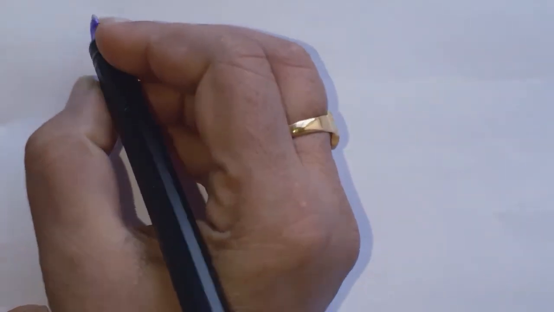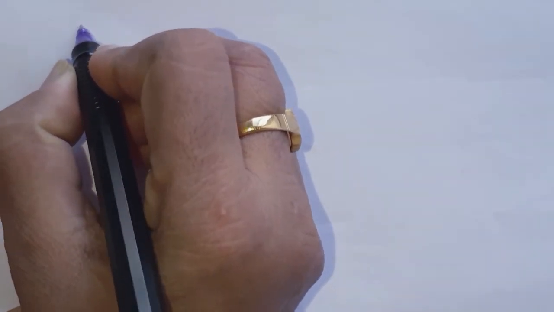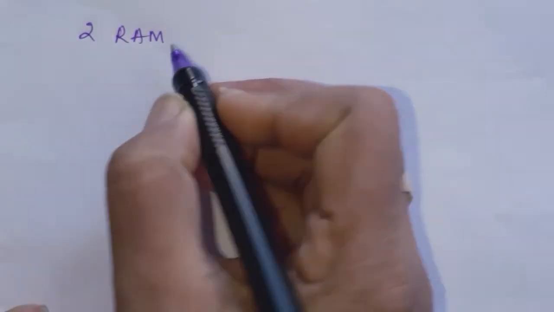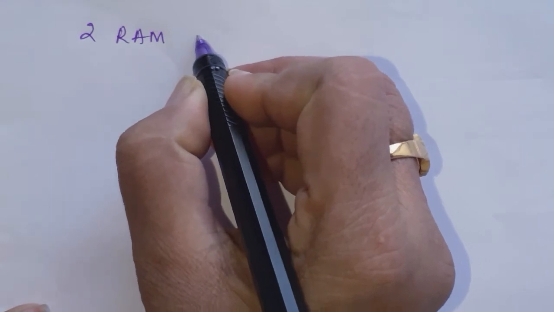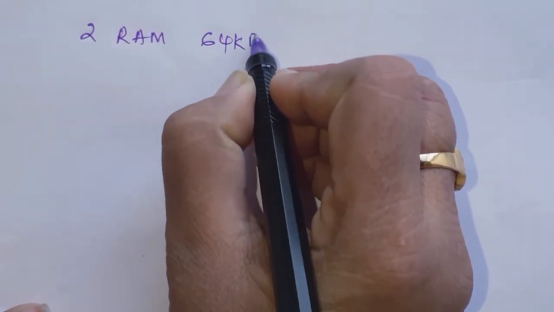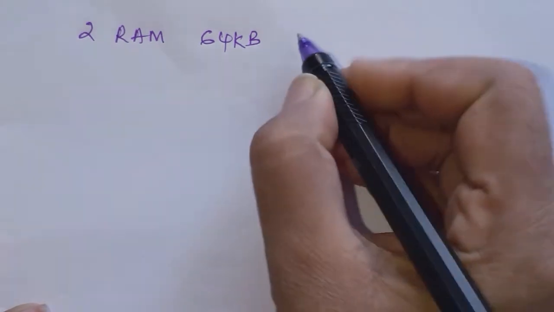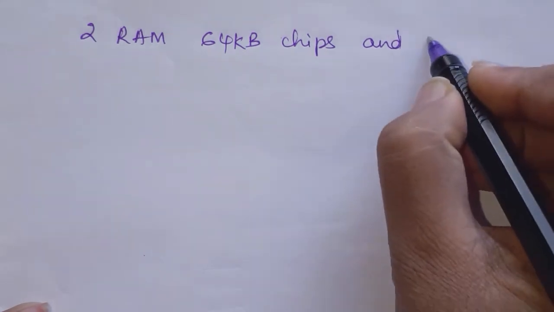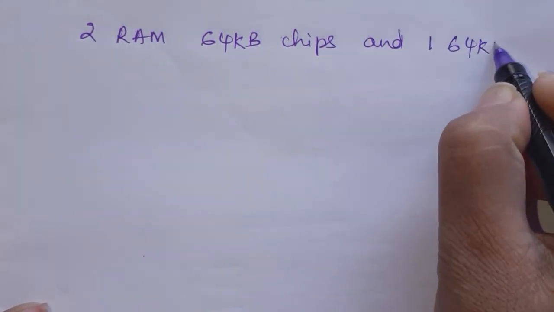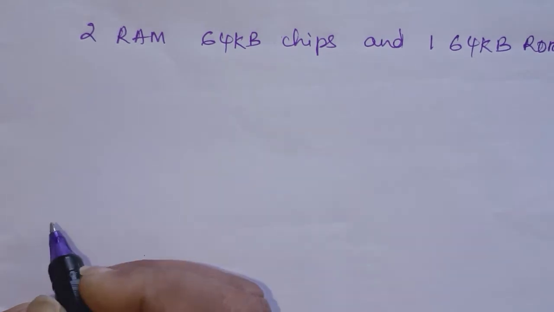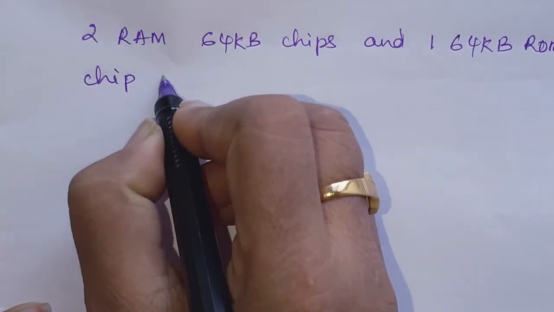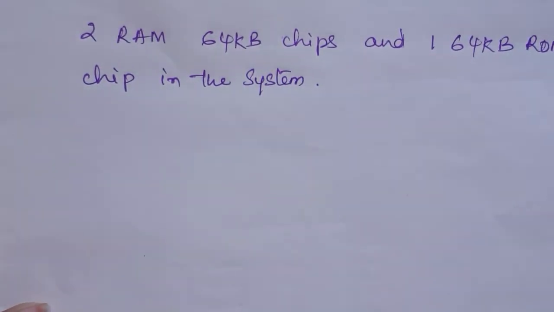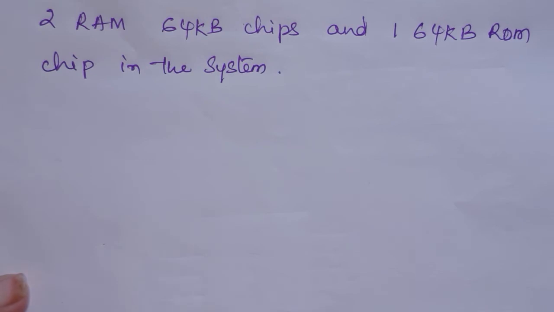Let us suppose a problem is given: connect two 64 KB RAM chips and one 64 KB ROM chip in the system. Now let's see how this can be done.